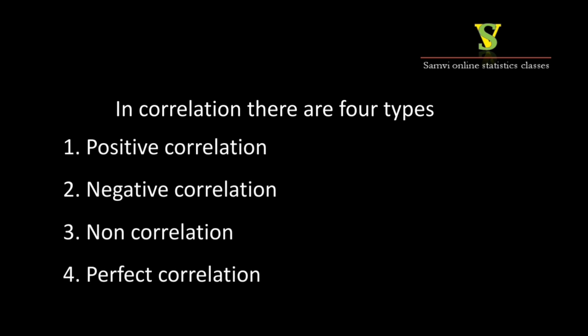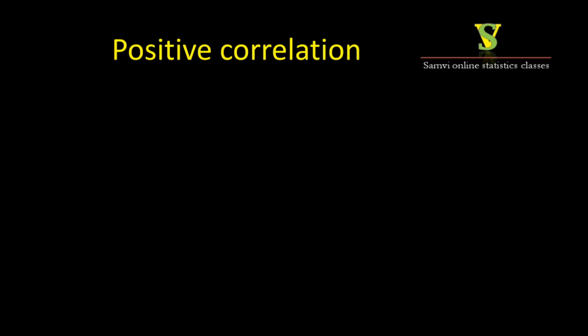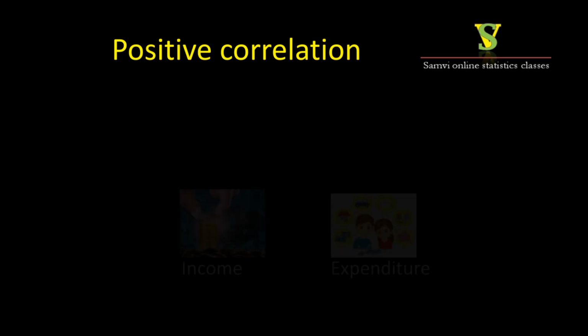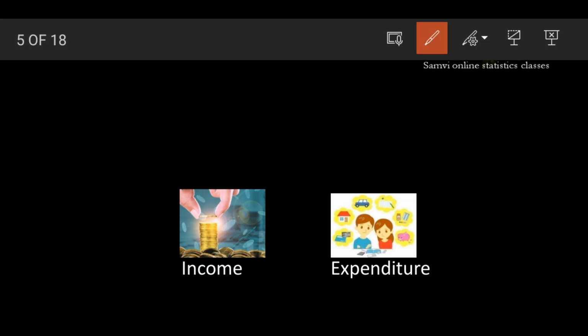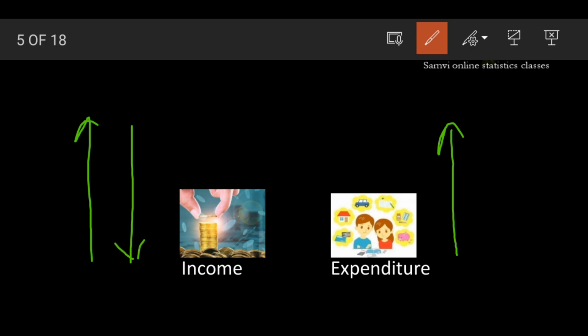The first one is positive correlation, the second is negative correlation, the third is non-correlation, and the fourth is perfect correlation. We'll discuss one by one here. The first one is positive correlation. For example, if I take income and expenditure, we observe that if income goes on increasing, your expenditure also goes on increasing. If income goes on decreasing, then your expenditure also goes on decreasing.